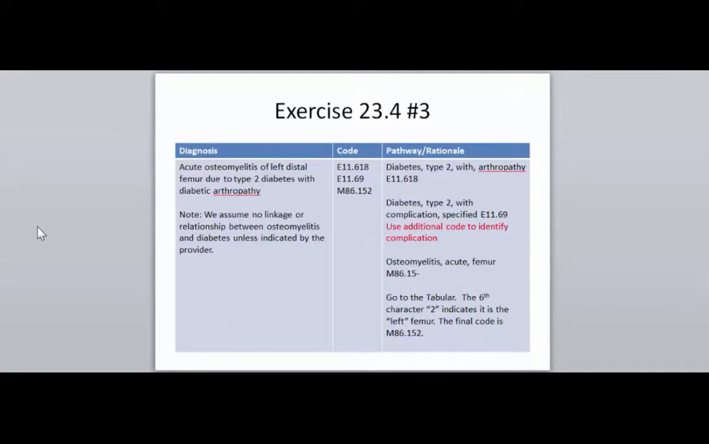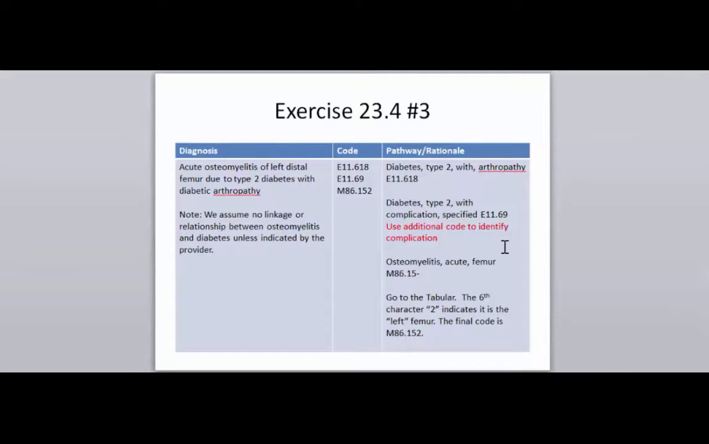Exercise 23.4, number 3, is acute osteomyelitis. In ICD-9, which many of you don't know, there was an assumed linkage between osteomyelitis and diabetes. That is not true in ICD-10. So the old coders are having to get used to not looking at things the same way. Because it is a diabetic problem, the diabetes codes are going to go before the osteomyelitis code. And osteomyelitis is a complication.